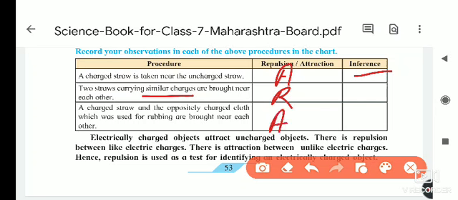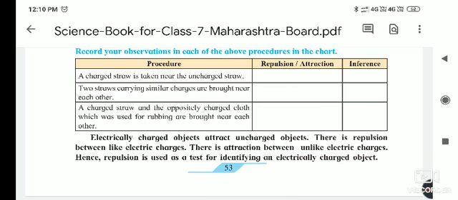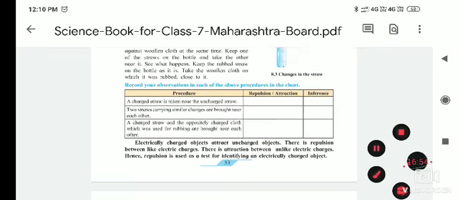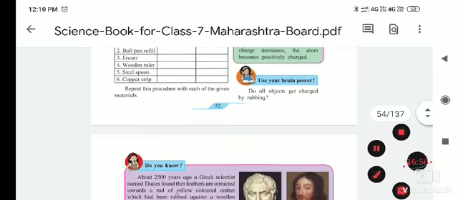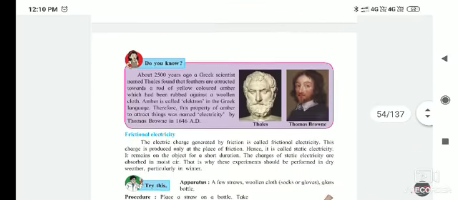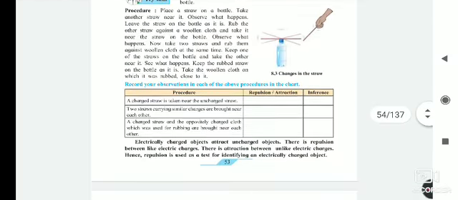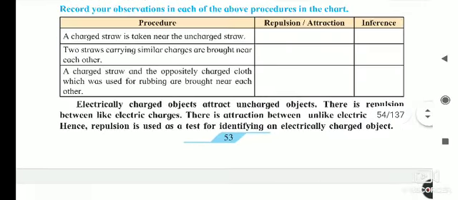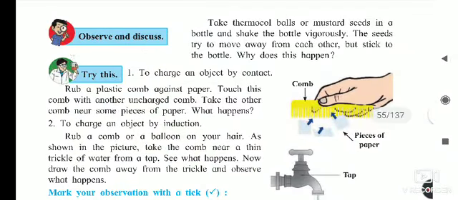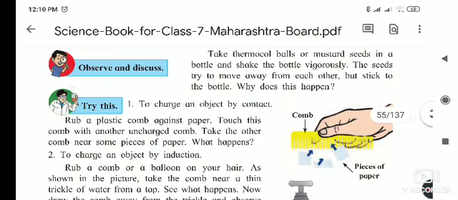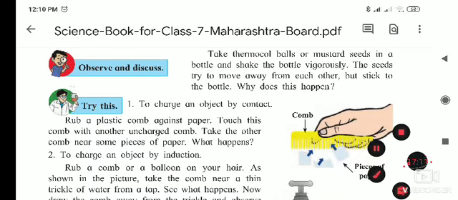When the straw and the oppositely charged cloth are brought near, what happens? There is attraction, and the reason behind it is that unlike charges attract each other. So you have to do both activities and send me your observations. Send your video, otherwise write your observation in a notebook and send it to me.